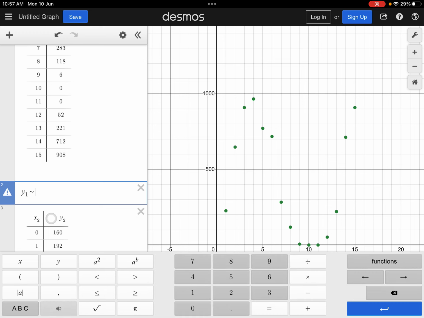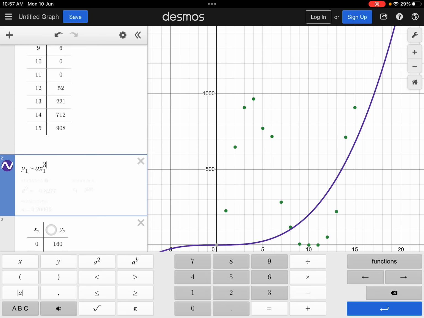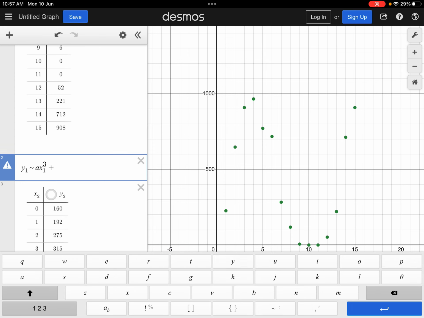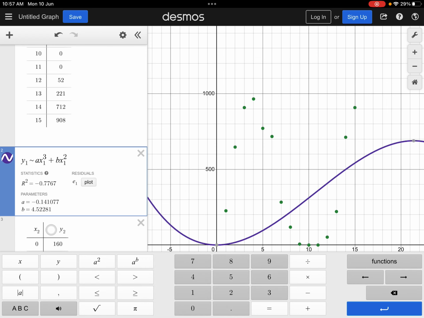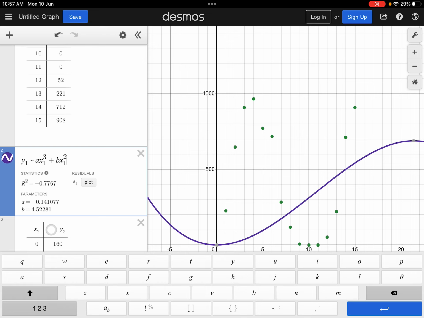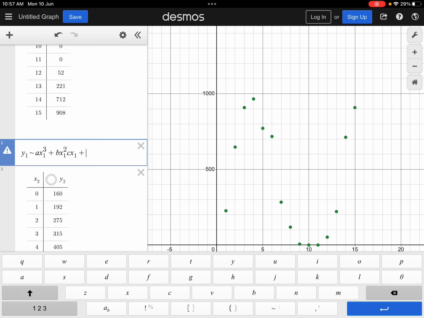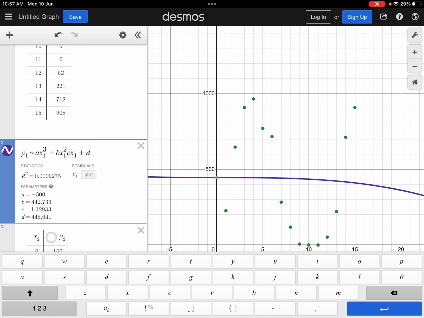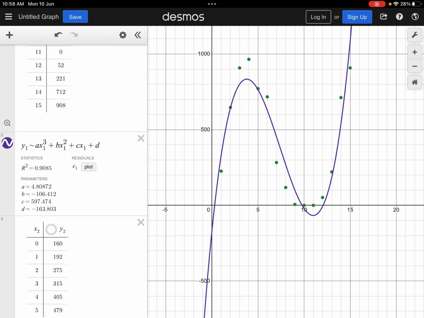tilde ax1 cubed plus bx1 squared plus, this would be so much faster on my laptop. Oh, why is that button not working? There we go. Cx1 plus d. Oh, I missed a plus sign. I was going to say that shape looks very wrong. There we go. Okay, that fits pretty closely.